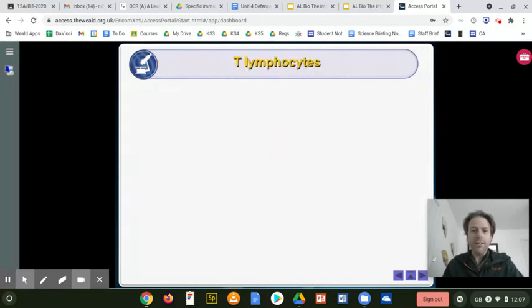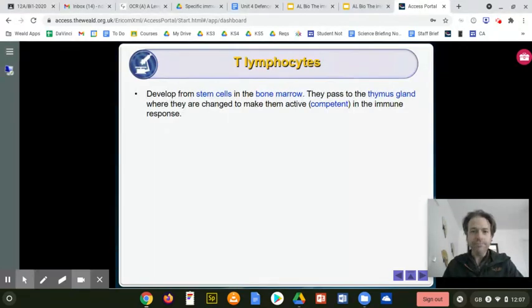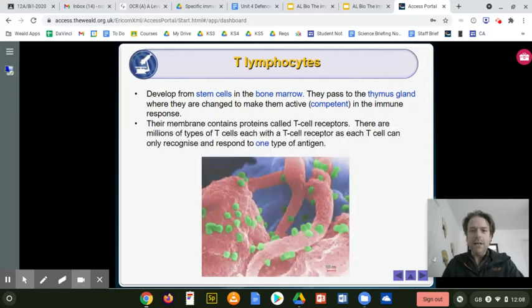So, if we look at our T lymphocytes first of all, as we saw, all of our leukocytes, our white blood cells, evolved from stem cells in the bone marrow. However, the T lymphocytes pass through the thymus gland, hence the T, where they differentiate a bit further and they're activated. They then circulate in our blood in very, very low numbers.